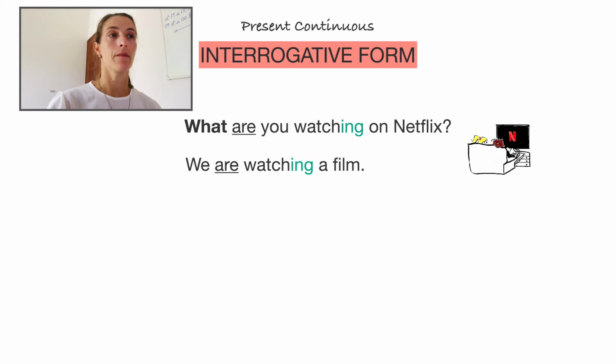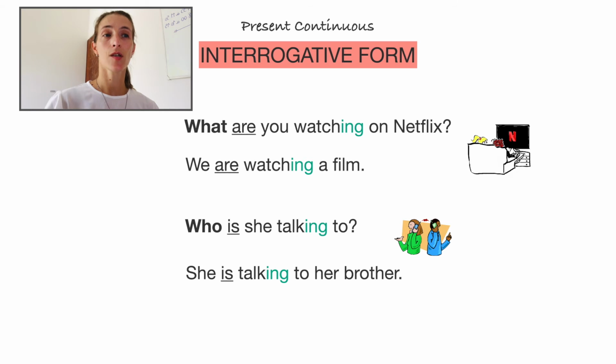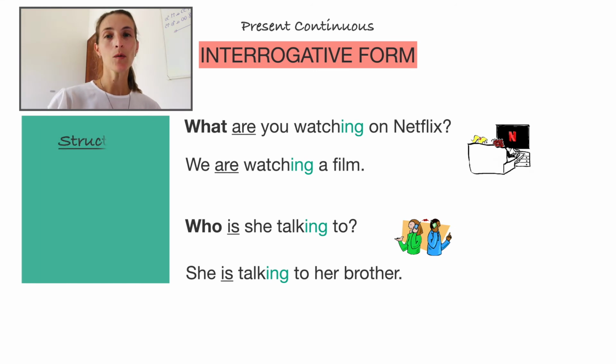Now, another one. Who is she talking to? ¿Con quién está hablando? She's talking to her brother. Yes? Bien, acá obviamente podemos hacer la respuesta completa como está acá, o simplemente podemos dar la información que nos pide. Who is she talking to? To her brother. Or what are you watching? A film. Yes?